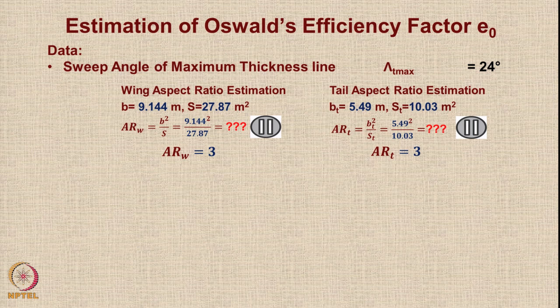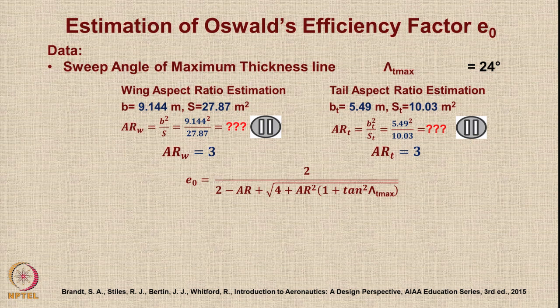Now here is a formula from the book by Brandt et al. for calculating the Ostwald efficiency factor. There is a much more elaborate formula which we have used for transport aircraft, but for a military aircraft, since we are following a standard reference, we would like to calculate the value of e0 also using that same formula. So as per this formula, you need to know the aspect ratio of the wing or the tail and the sweep of the maximum thickness line. These numbers are known to us.